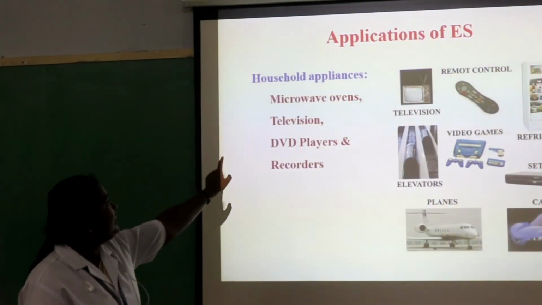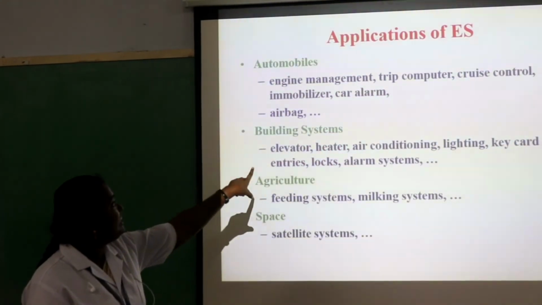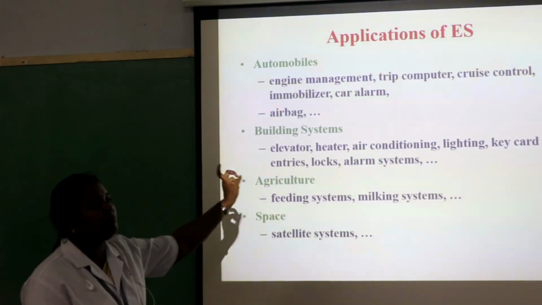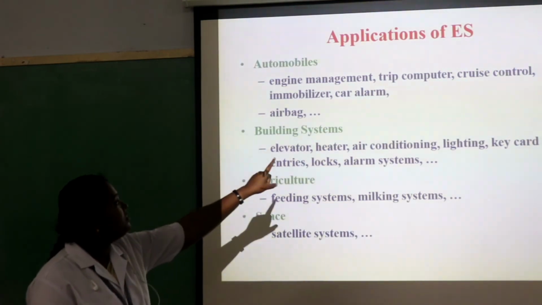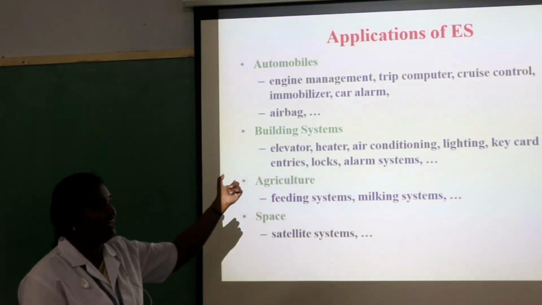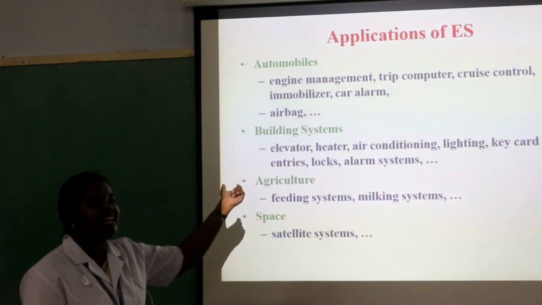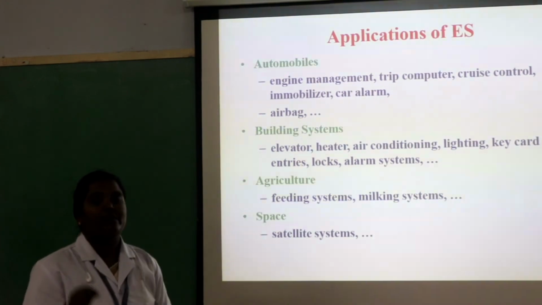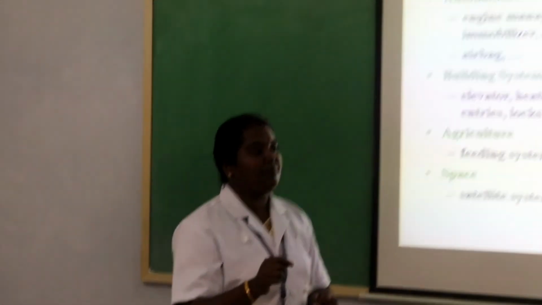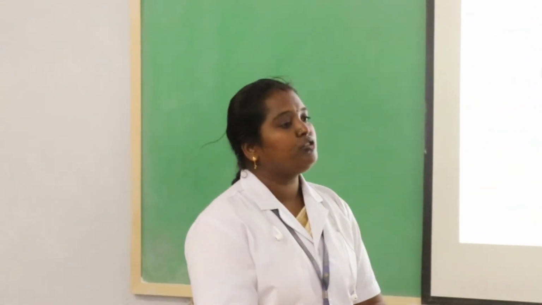For example, let us consider automobiles. Engine management, trip computers, cruise control, immobilizer and car alarm are all embedded oriented. The main use of cruise control is controlling the speed level of the car. Next, the immobilizer is a security device. The proper key must be inserted into the key holder of the car, otherwise it cannot accept the input.